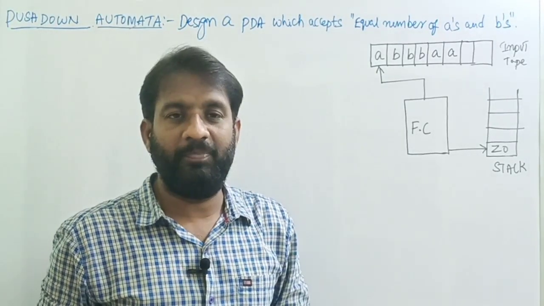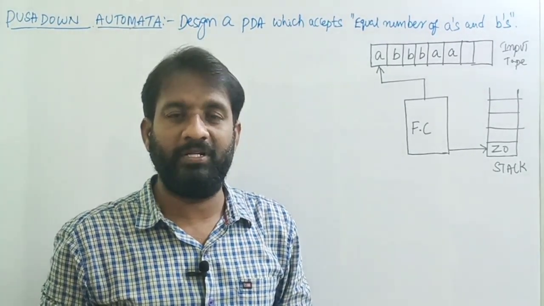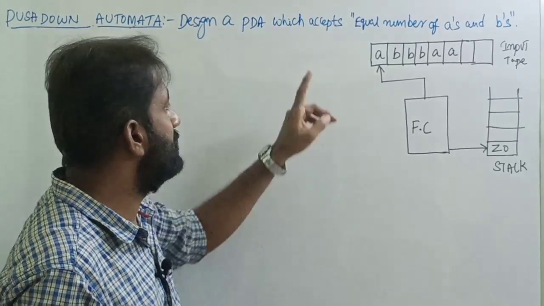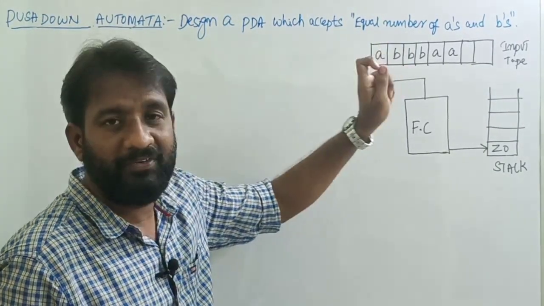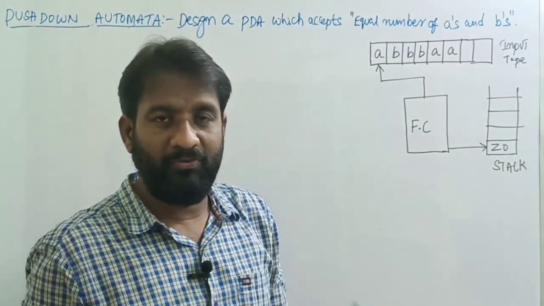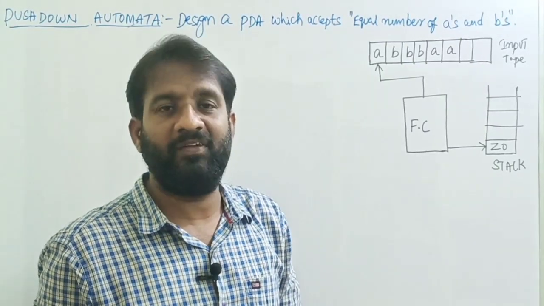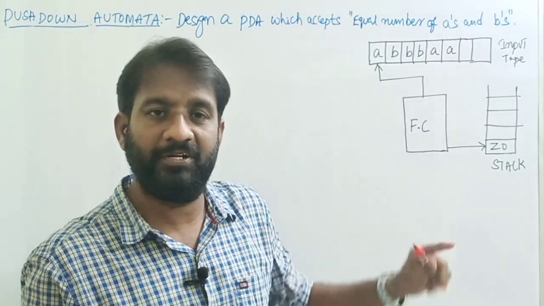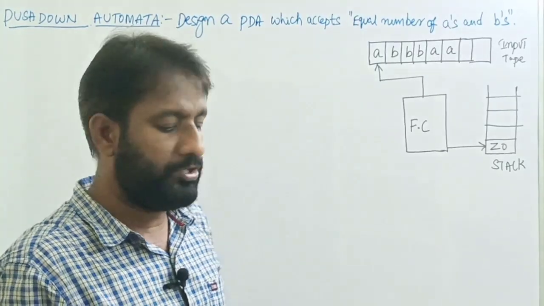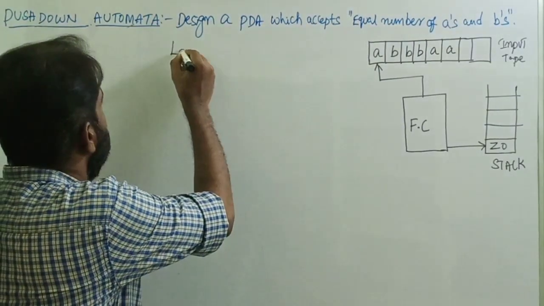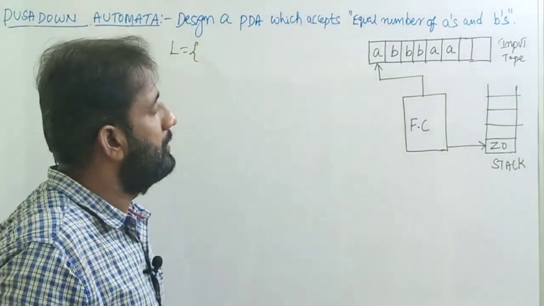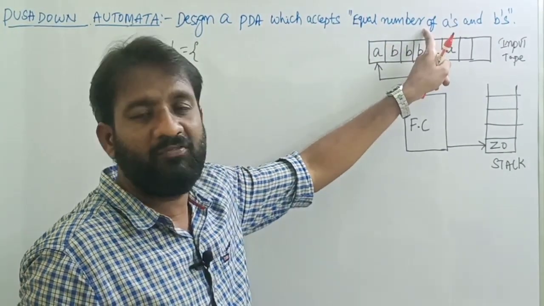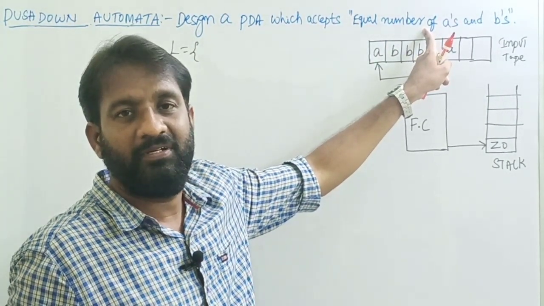Welcome back. Today's topic is to design a pushdown automata for the language which contains an equal number of A's and B's. Before designing, first write what the language is, the strings related to this language. L equals... they clearly indicate that there is an equal number of A's and B's.